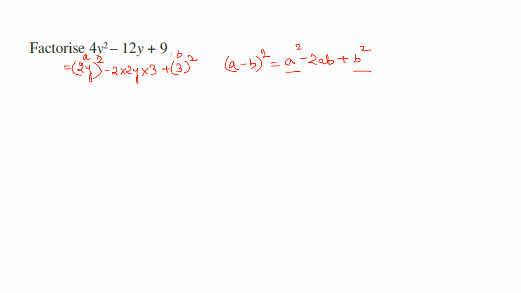2 2s are 4, 4 3s are 12. So from here I can write this in the form of a minus b whole square. So a is 2y, b is 3. So it is 2y minus 3 whole square. So this is the required factorization.